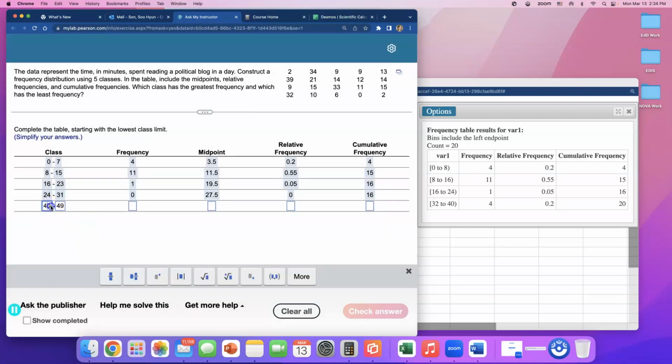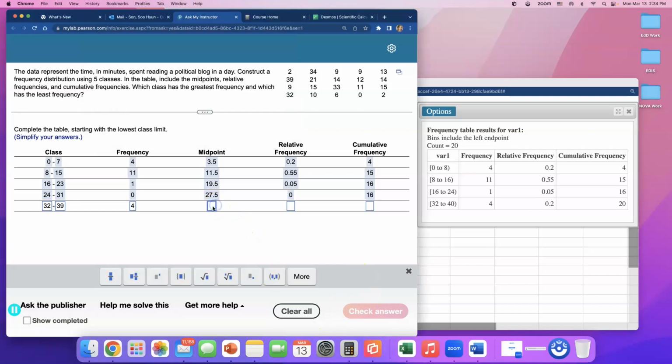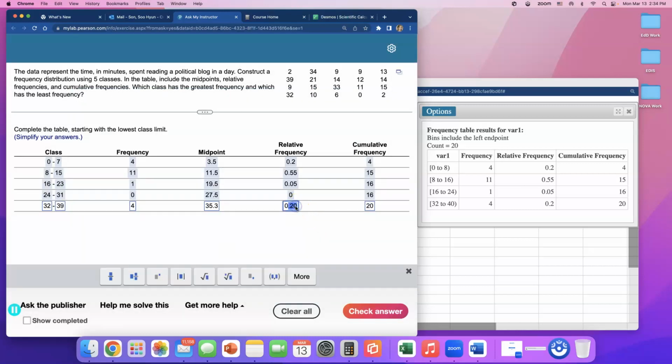All right, last one. 32 to 39. We go up to 39. Frequency is 4. And let's figure out the midpoint. 32 plus 39, divided by 2. 35.5. Relative frequency is 0.2. And cumulative frequency is 20. Sorry, I keep having typos.